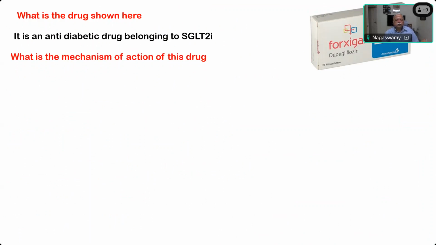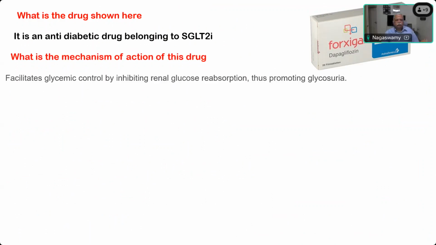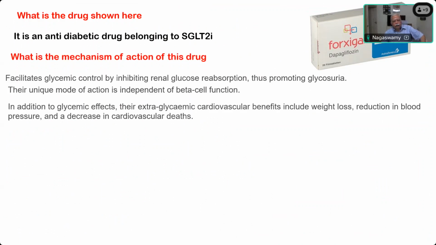It inhibits the glucose transport, the reabsorption of glucose from the kidneys. It facilitates glycemic control by inhibiting renal glucose reabsorption, thus promoting glycosuria. Their unique mode of action is independent of beta cell function. In addition to glycemic effects, their extraglycemic cardiovascular benefits include weight loss, reduction in blood pressure, and a decrease in cardiovascular deaths.